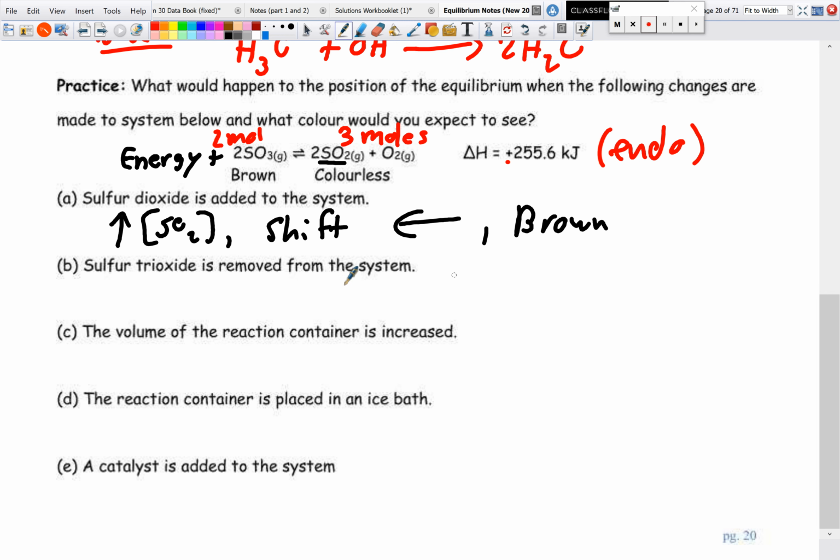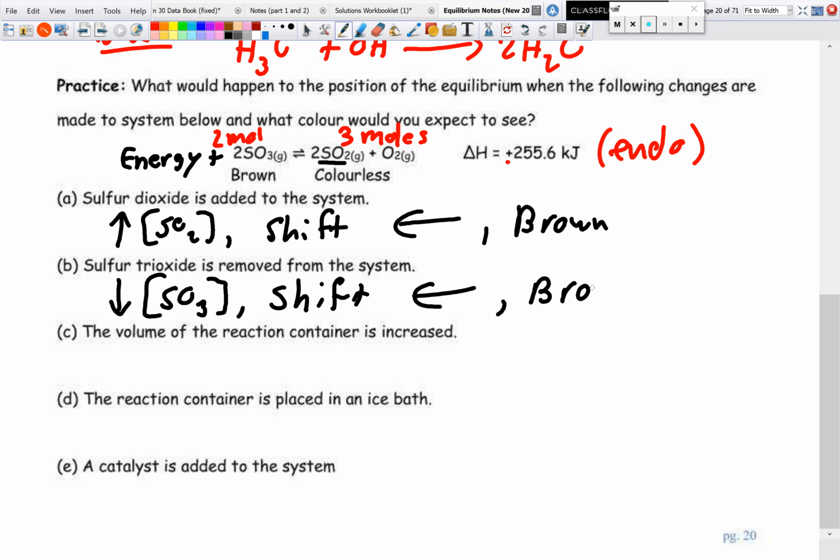Now sulfur trioxide is removed, so we decrease the concentration of SO3. It's going to shift to the same side. That means shift towards the reactants. And same thing, we should see more of a brown color being produced. Now C, D, and E are 3 new ones that we haven't seen in our previous example. That's why I went over A and B really quickly there.